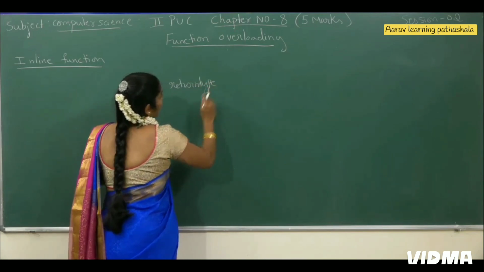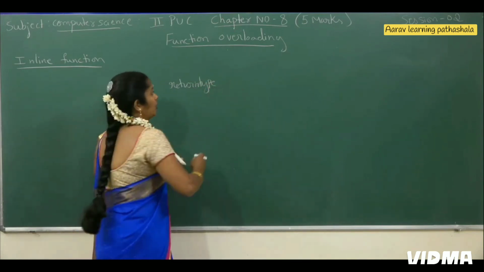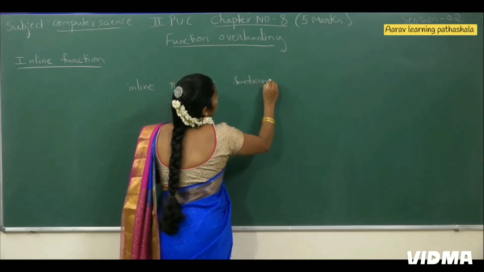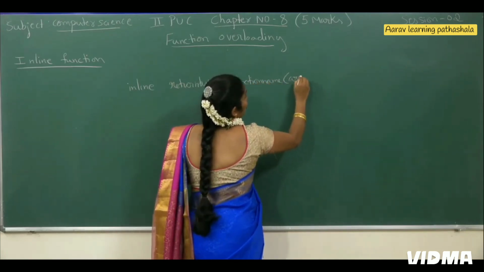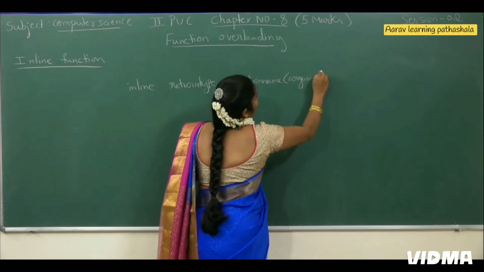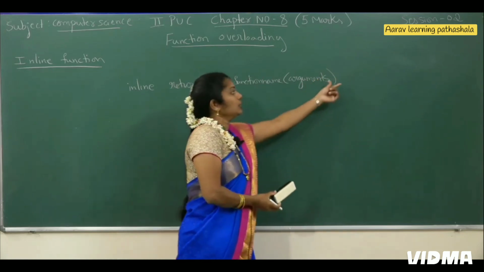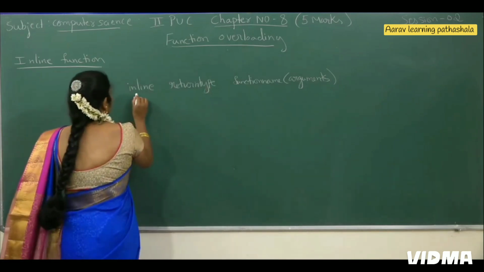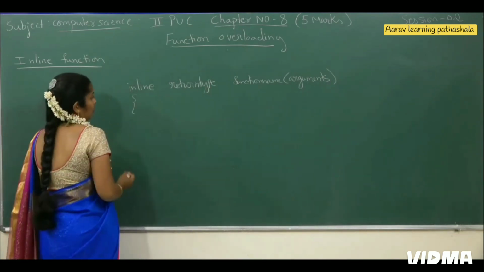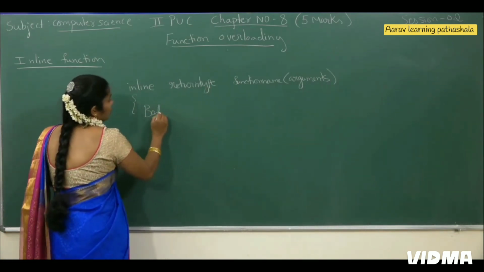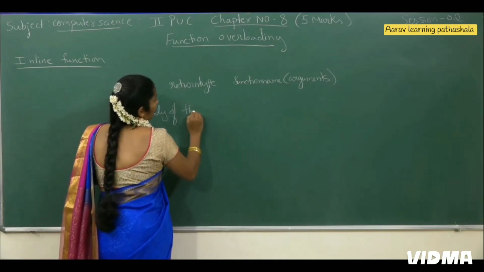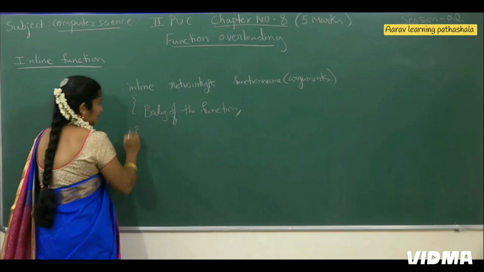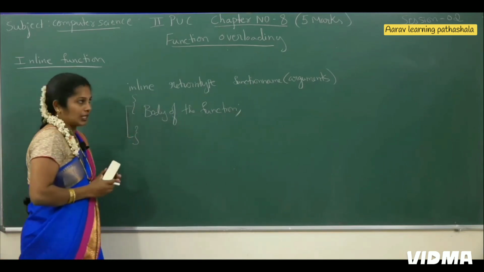Then leave one space, then write down the function name. Inside the bracket, arguments. Then here, don't put a semicolon because inside the class only we are writing the definition. Then open the bracket of the inline function. Then write the body of the function. Then next you have to close this. See, here we have opened the bracket and here we are closing.